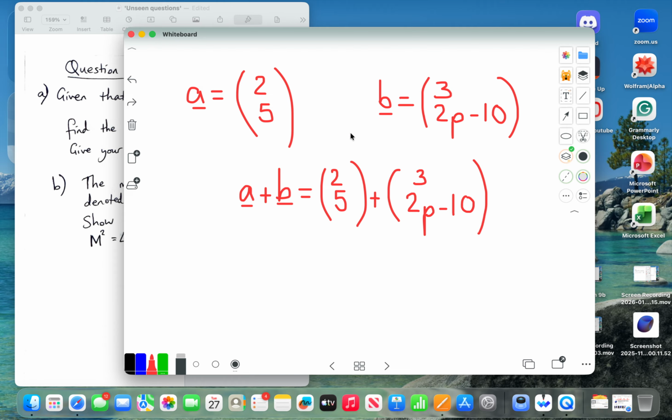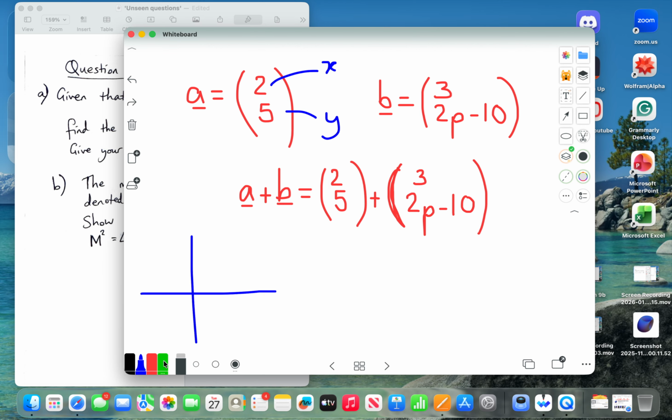A few things to note is we underline vectors. Normally in an exam, they will either underline or print them in bold, but we are going to underline to make sure that we know that A and B are vectors. And the vector has an x component and a y component. So this is the x component and this is the y component.